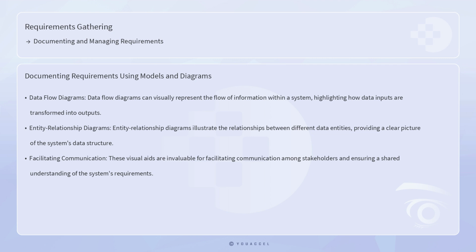Beyond user stories and use cases, requirements can also be documented using various models and diagrams. For instance, data flow diagrams can visually represent the flow of information within a system, highlighting how data inputs are transformed into outputs. Similarly, entity relationship diagrams illustrate the relationships between different data entities, providing a clear picture of the system's data structure. These visual aids are invaluable for facilitating communication among stakeholders and ensuring a shared understanding of the system's requirements.